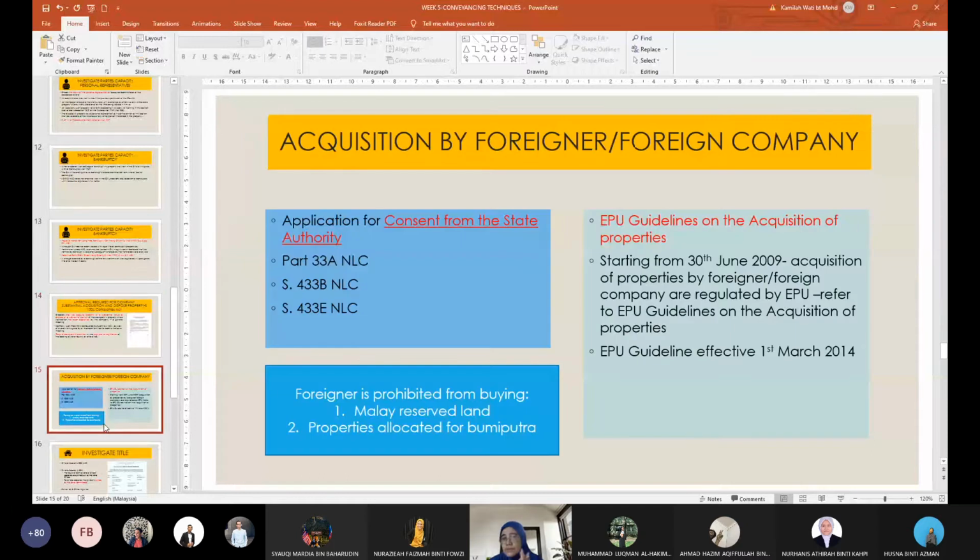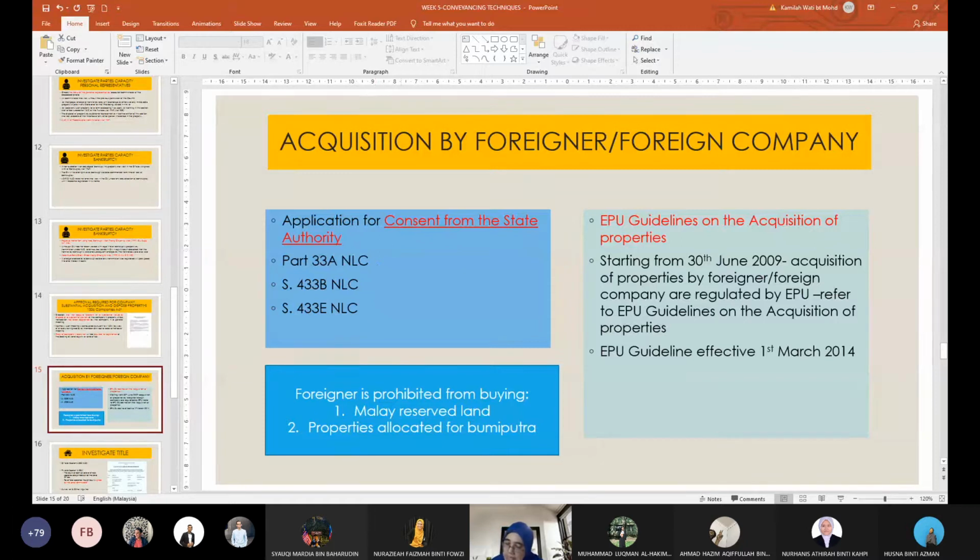Okay, acquisition by a foreigner or foreign company. A foreigner or foreign company can buy property in Malaysia, but subject to certain conditions. First, they are subject to the condition of consent from the state authority. You can look at Section 433B of the National Land Code and Section 433E of the National Land Code with regard to the application for consent to transfer from the state authority.